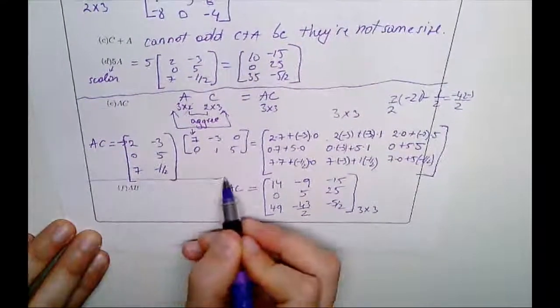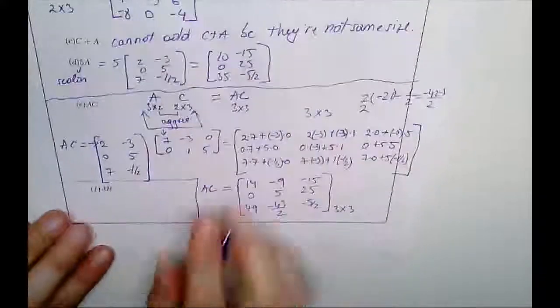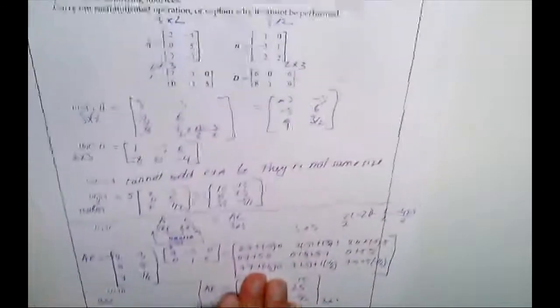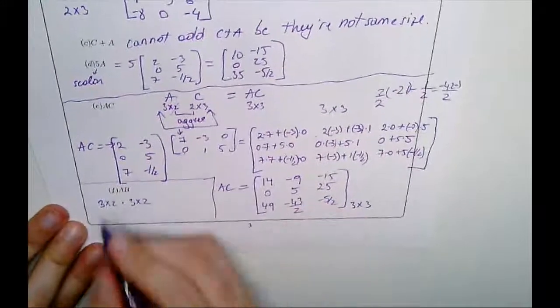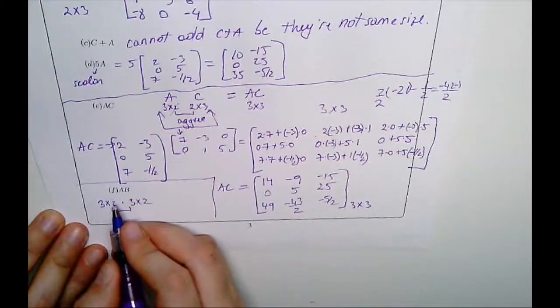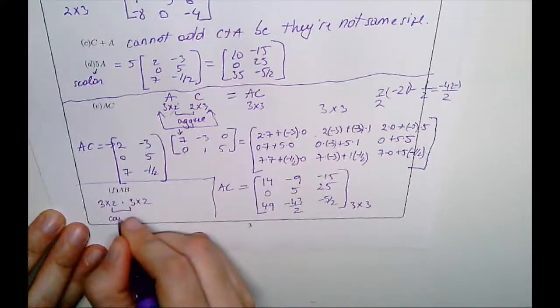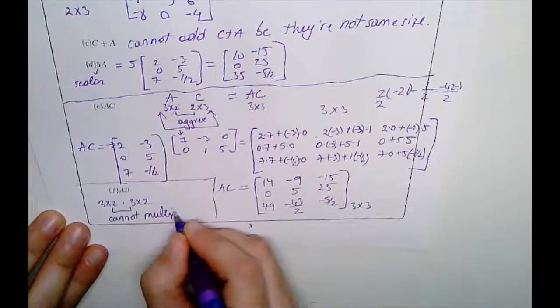What about, can I multiply A times B? So let's look at A. A is 3 by 2. Can I multiply 3 by 2 by B, which is 3 by 2? So do these two numbers agree? No, they don't. This has 2 columns and this has 3 rows. So they don't agree. Cannot multiply.